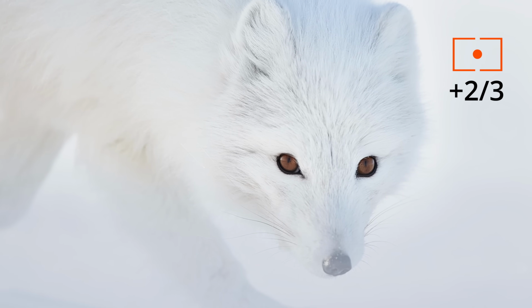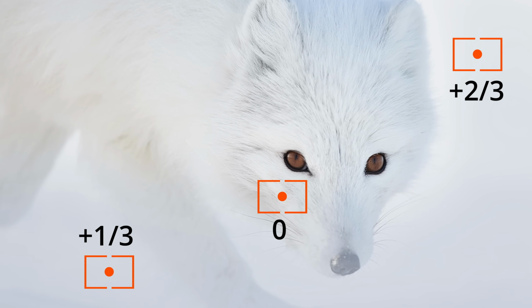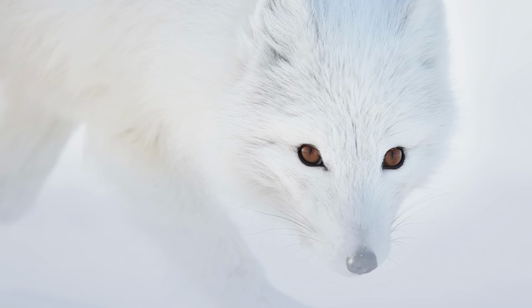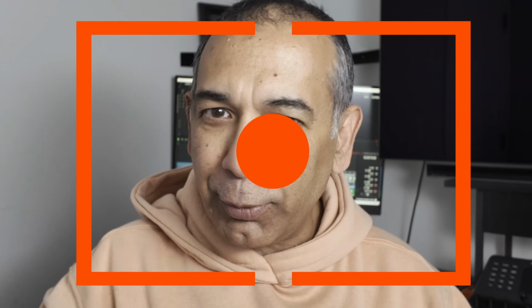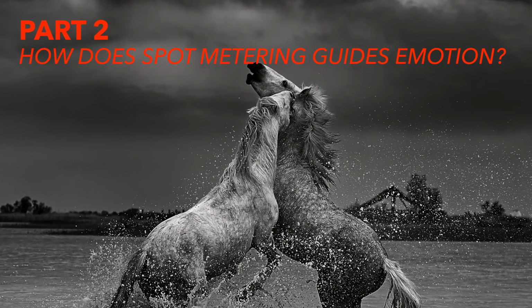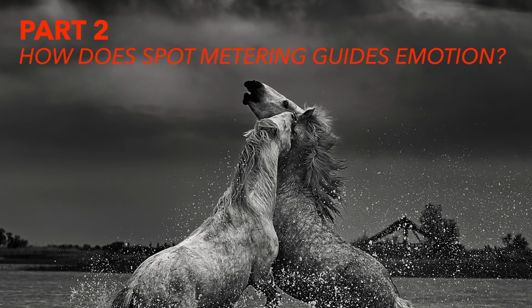So see the difference between the background and the foreground and the fox? It's hardly 1/3 of a difference, but nevertheless, he is the darkest. And the only way I could get that, spot metering. You got that right. Okay, now that you've seen it in action, let's go deeper. All right, guys, part 2. How spot metering helps you guide emotions.